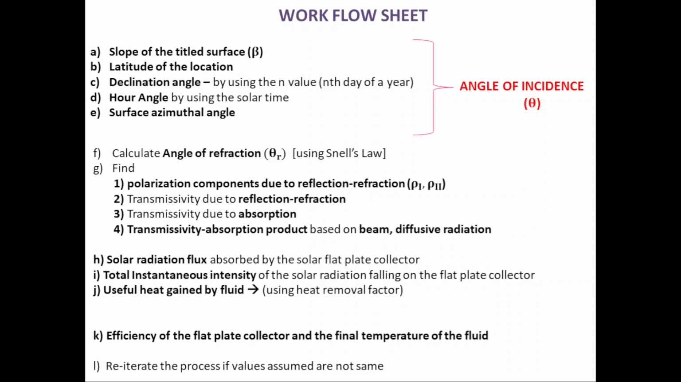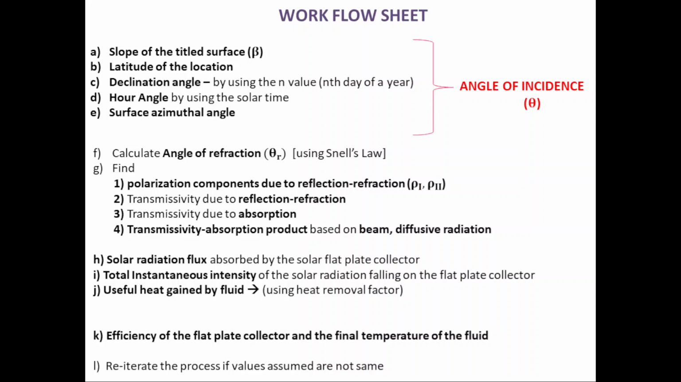Then you calculate the transmissivity absorptivity product, tau alpha b, as well as for diffusive radiation. We have seen that in case of diffusive radiation, as a standard we take the angle of incidence theta I value as 60. The reason why we do this is because diffusive radiation gets scattered by the atmosphere. So when they get scattered by the atmosphere, the diffusive radiation will be in all different directions.